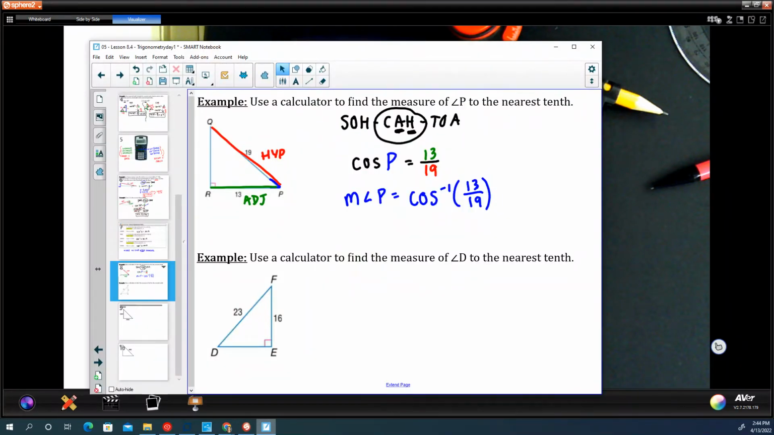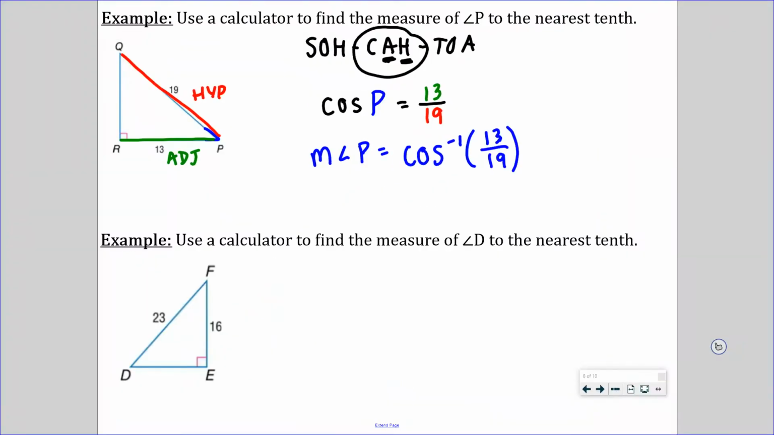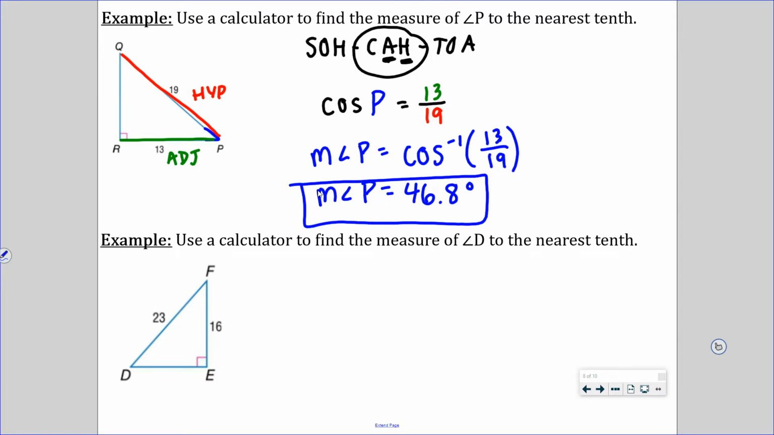This should make sense: my angle measure shouldn't be a negative number or a number greater than 90 in this case. So the measure of angle P, rounded to the nearest tenth, is 46.8 degrees. That's all we had to find. Okay, got it. When you want to know the angle measure, you have to use inverse. Let's try one more like that.